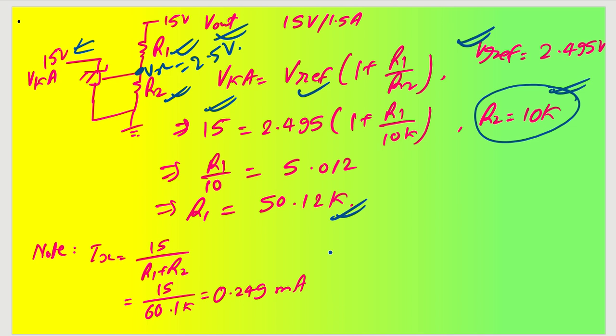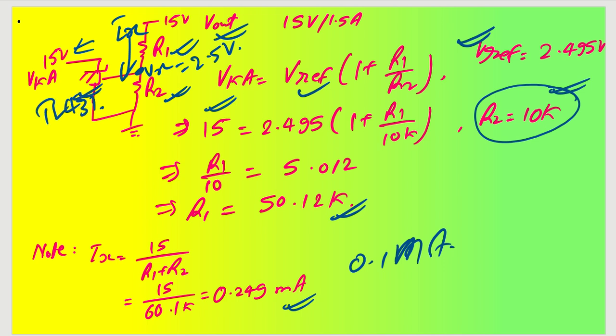What would be the current flowing in this particular branch? Let us say Ix. So Ix is going to be flowing through this R1 and R2, and it will be 15 divided by R1 plus R2, that is around 0.249 milliamperes. So you have to make sure that it is more than 0.1 milliamperes, otherwise your TL431 will not even trigger.